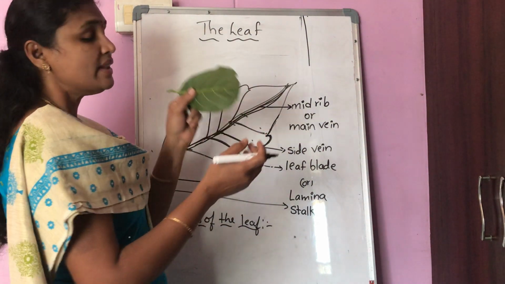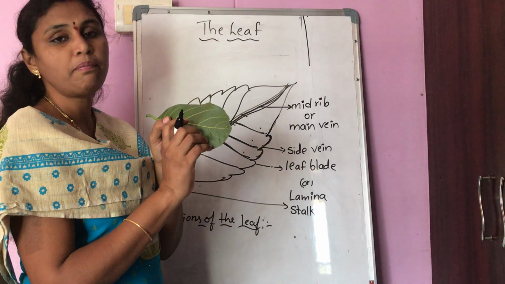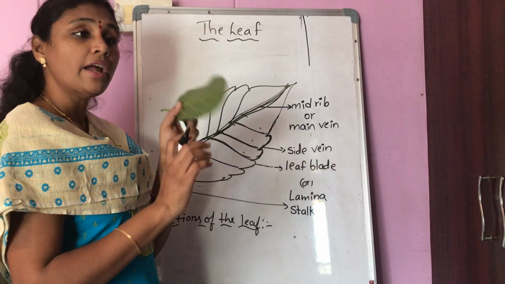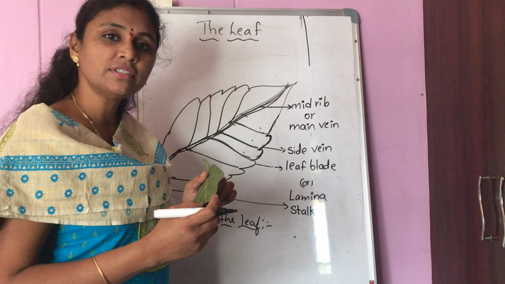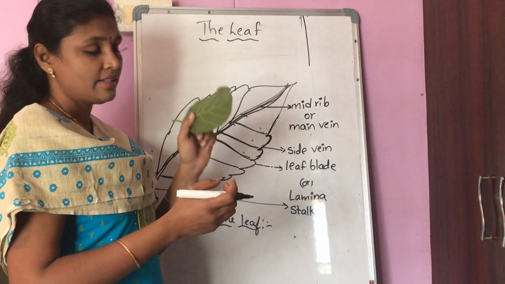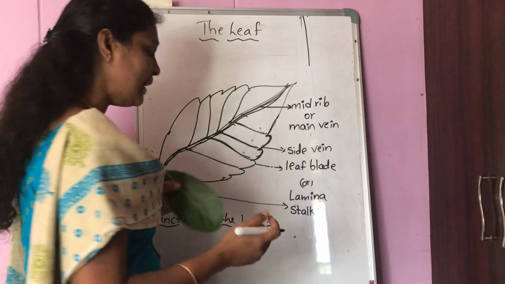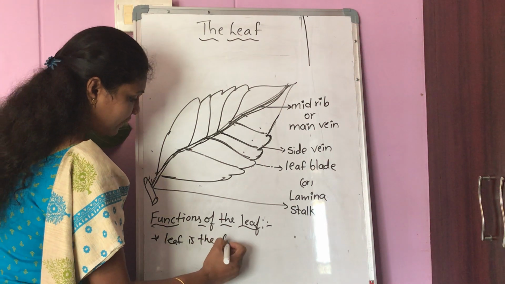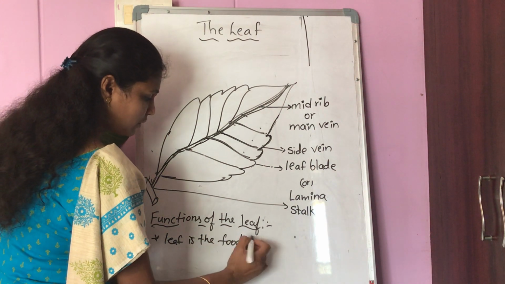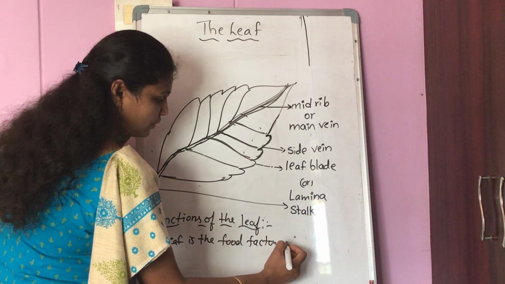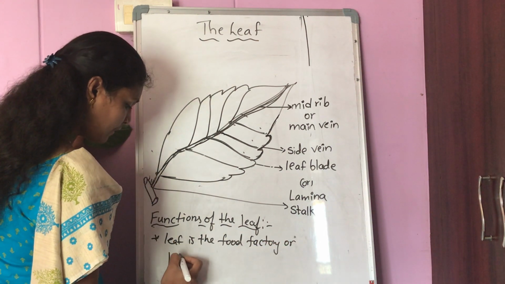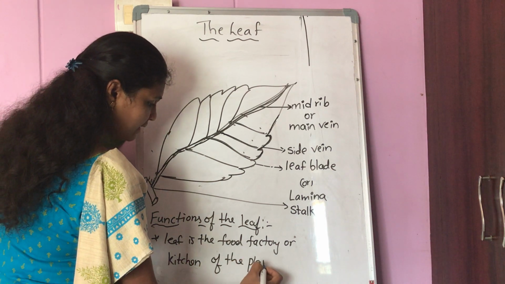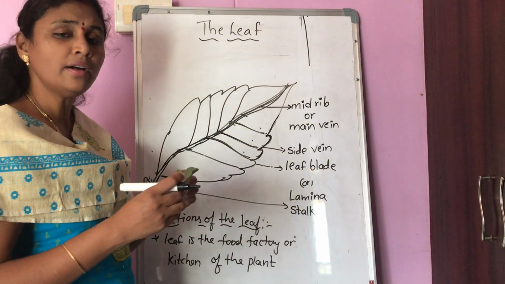So we call it the food factory of the plant. Leaf is called the food factory of the plant. And your mom, where does she prepare the food? In the kitchen, right? So the leaf is also called the food factory or kitchen of the plant. What do we call the leaf? A food factory or kitchen of the plant.